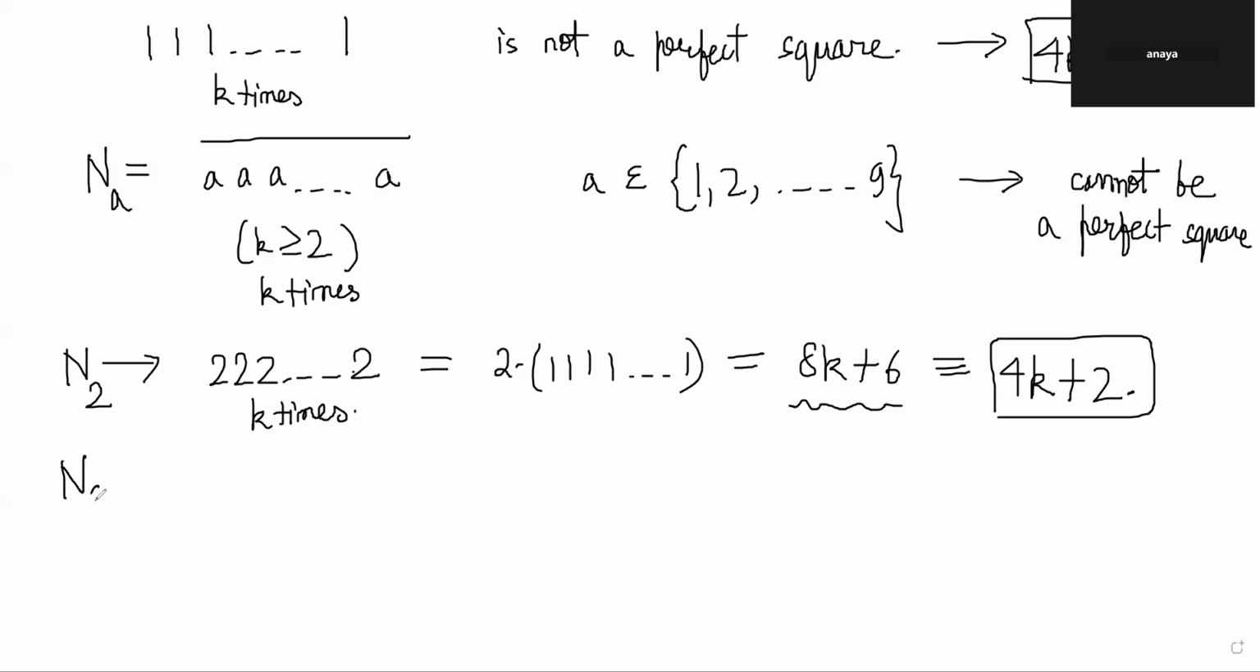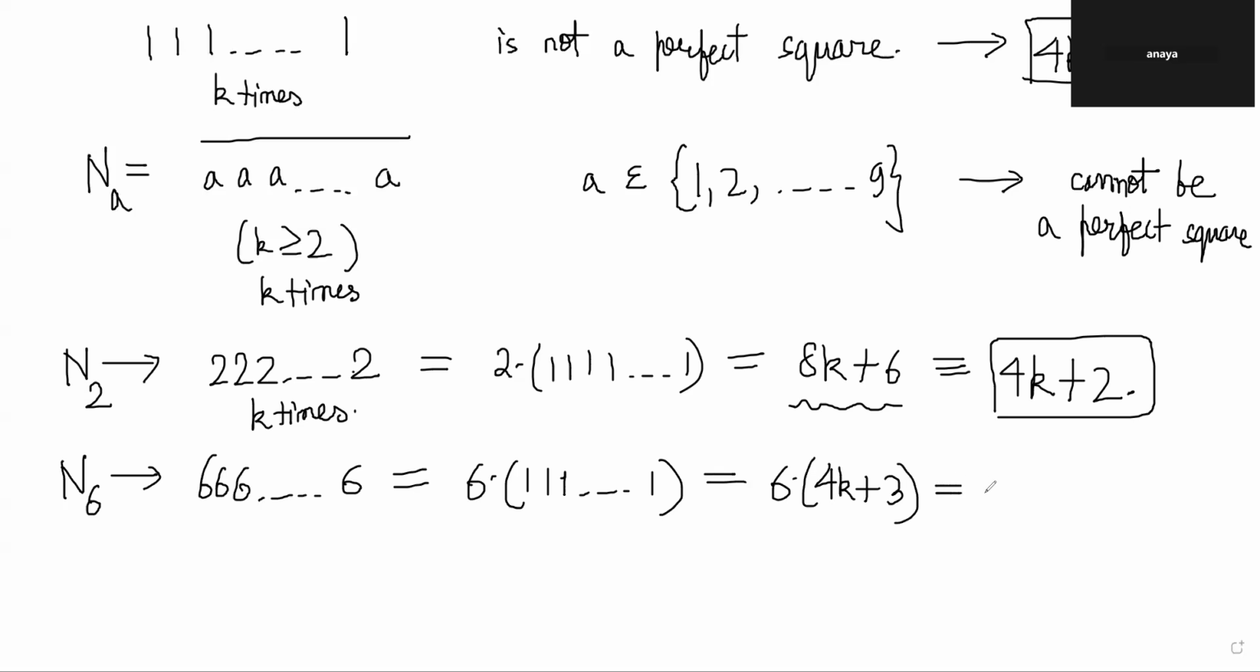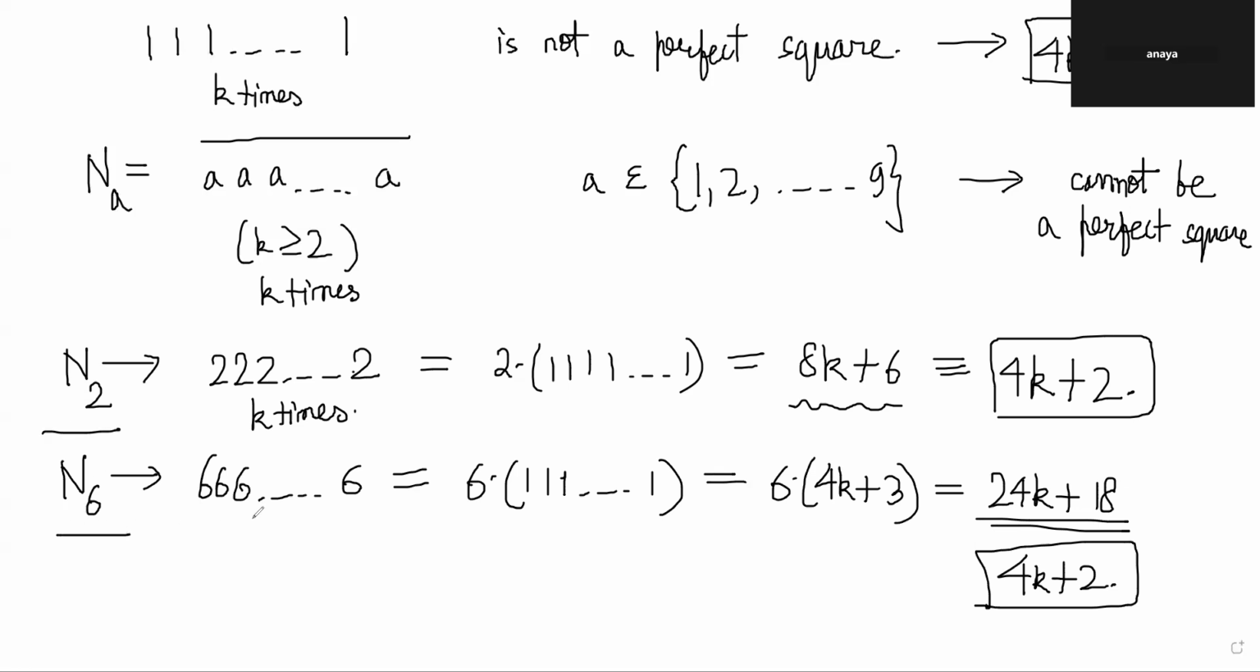Similarly, if you think of N6, it is 6, 6, 6. That is also even but not divisible by 4. You can think of it just directly as 6 times this. So it is 6 times 4k plus 3. That is 24k plus 18, and that is technically 2 mod 4 again. So N2 and N6 are obvious from our original discussion of 1, 1, 1, 1.